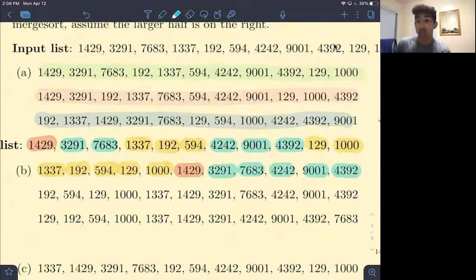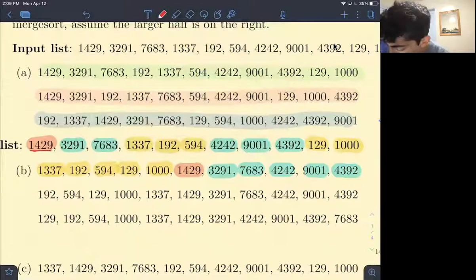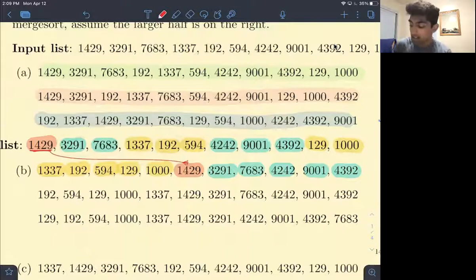And what we can notice after this coloring that I got lucky to do is that all we're really doing here is taking this first element 1429 and putting it in the middle, right? And what we can notice is that all of the yellow numbers have been partitioned to the left of 1429. In the same light, all of the blue numbers have been partitioned to the right of 1429. And what this shows us is one step of quicksort, right?